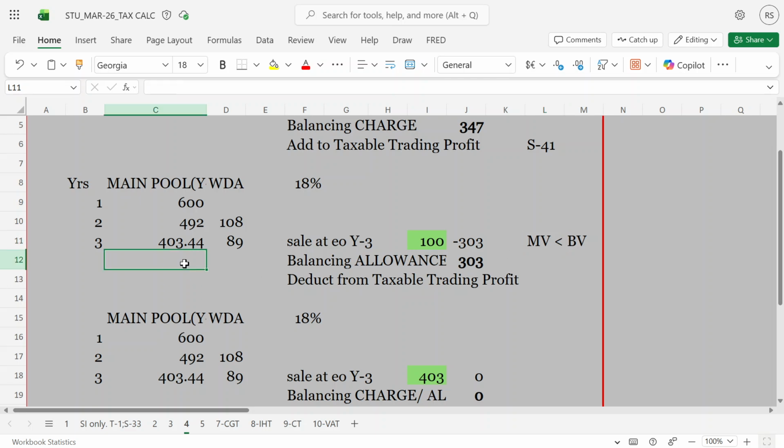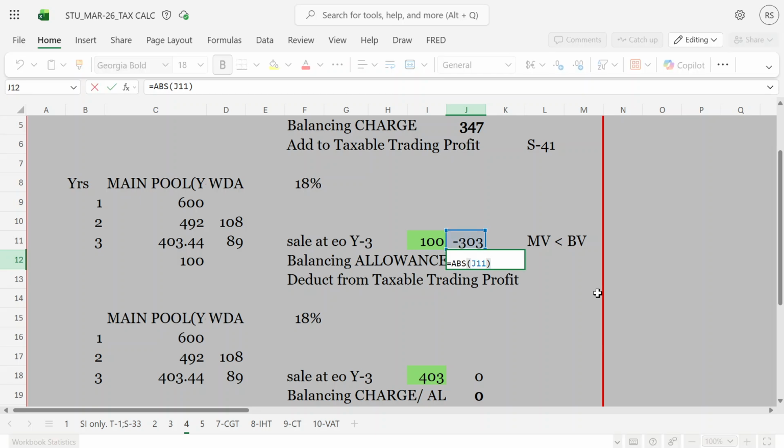So from here, if you take this balancing allowance of 303, then this will become 100. Then your book value becomes equal to the market value. So how much balancing allowance to apply? The answer is, how much do I need to bring down the book value by to make it equal to the market value? So this 303, where is it coming from? The 303 is coming from this basically. This minus 303 is coming from the book value minus market value.